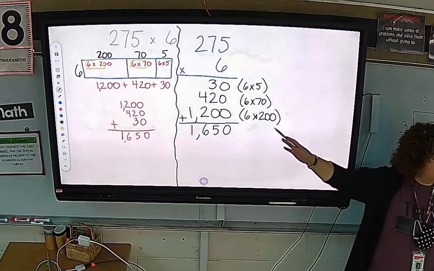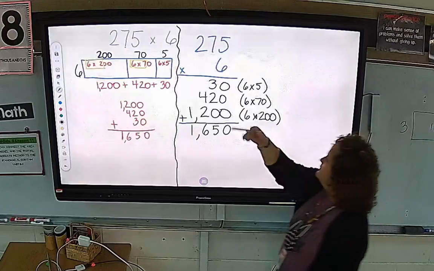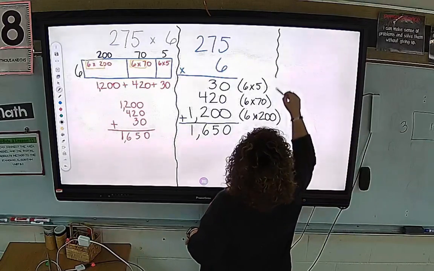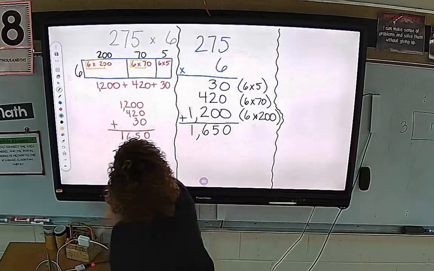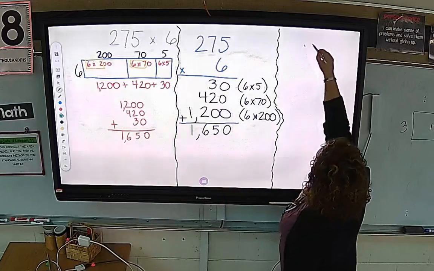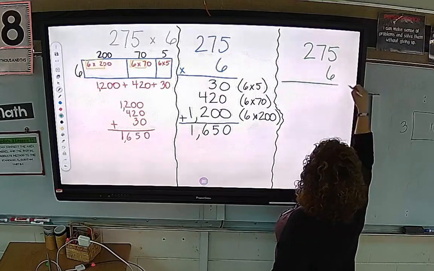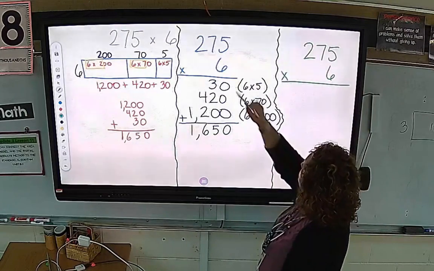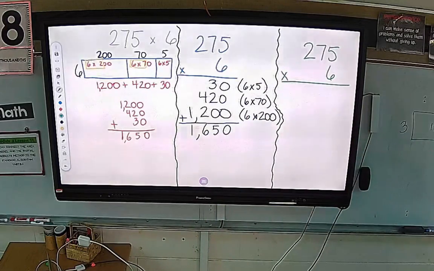Okay, so we've seen those two methods. Now we're going to use our last section, and we're going to use the standard algorithm. So I'm going to make my third section. And we're going to start the same way. 275 times 6. So these two look similar when you begin. They don't look similar as we go. So write that problem one more time. We're going to do the standard algorithm. You may go ahead and work that out with the standard algorithm.